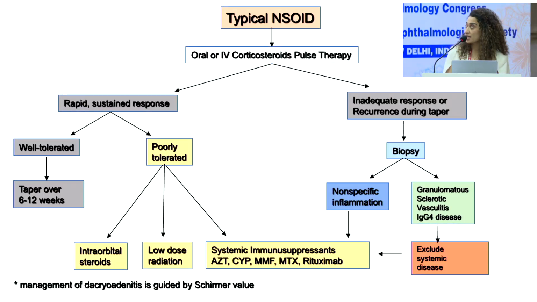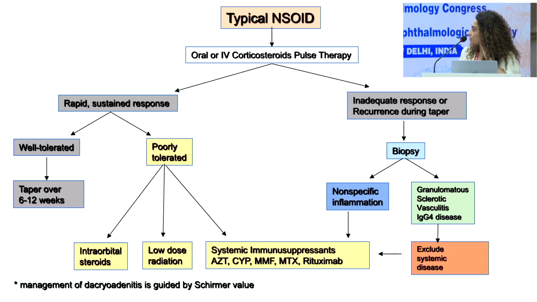So this is a chart that I have put in here, where whenever you get a typical case of NSOID, and it's not just patients walking into an oculoplasty clinic. It can be in any general OPD that the patient starts with. So oral or IV corticosteroids, pulse therapy, this is how we start. And then if there is a rapid and sustained response, which is well tolerated, then we taper over 6 to 12 weeks. Now, if there is an inadequate response or recurrence during taper, biopsy is definitely advised.